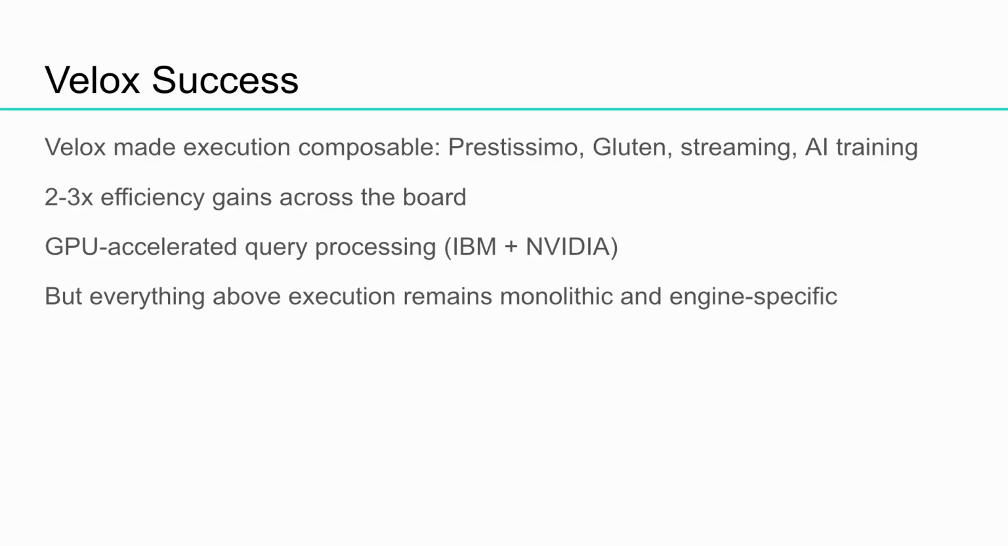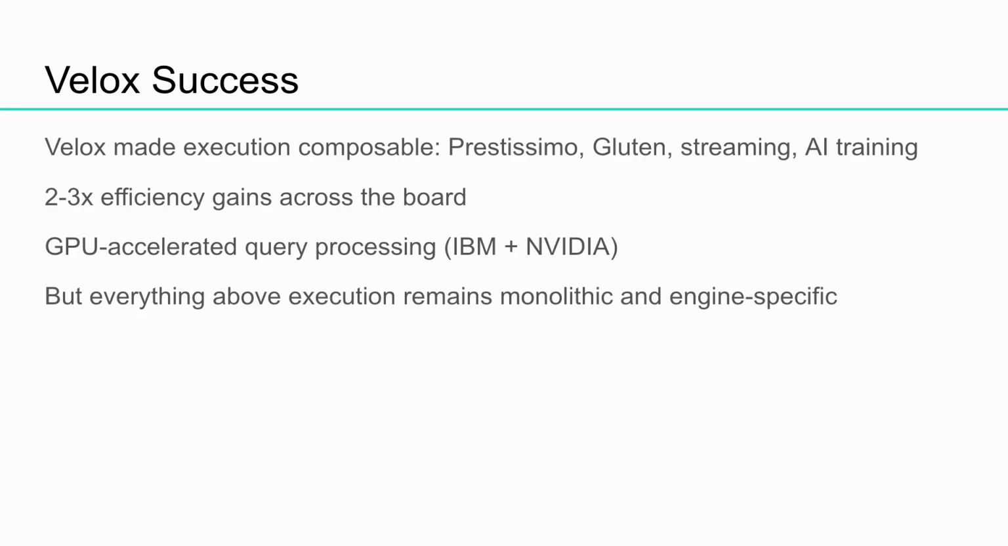That's the power of a shared library. Every engine benefits from every other engine's investments. And because the operator library is shared, IBM and NVIDIA can build GPU-native implementations once, and any engine built on Velox can adopt them. That's a remarkable success story.